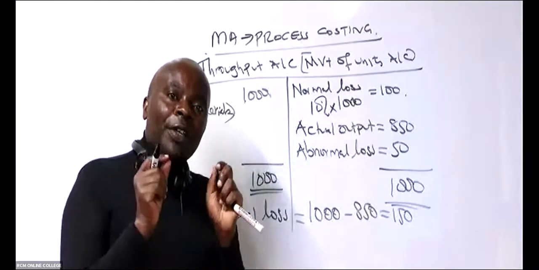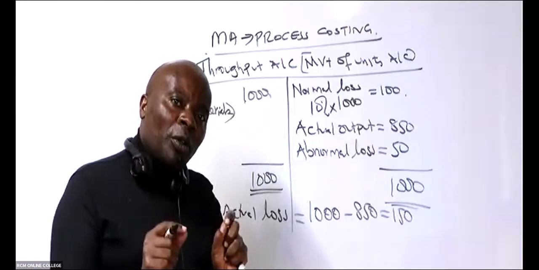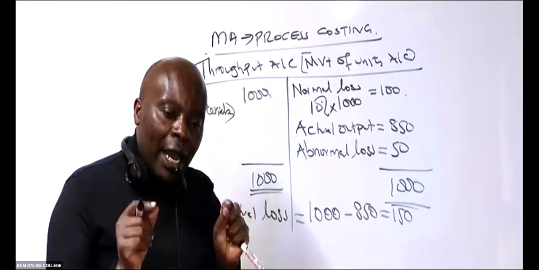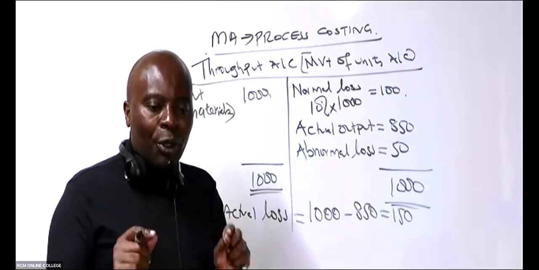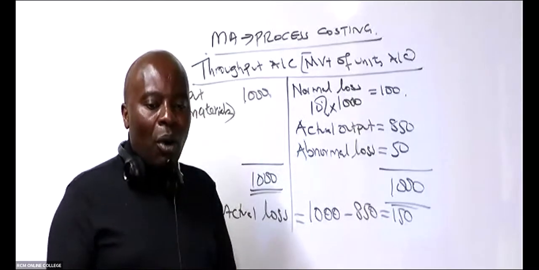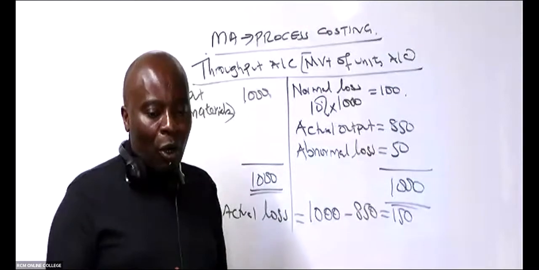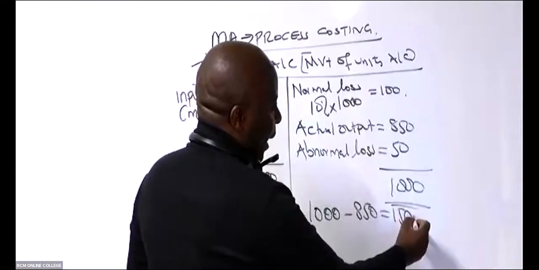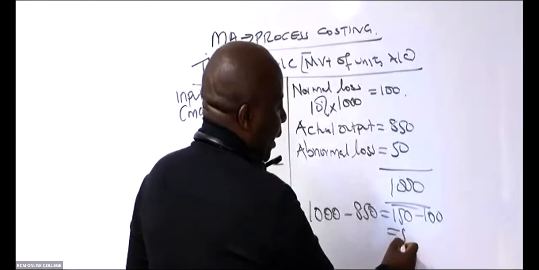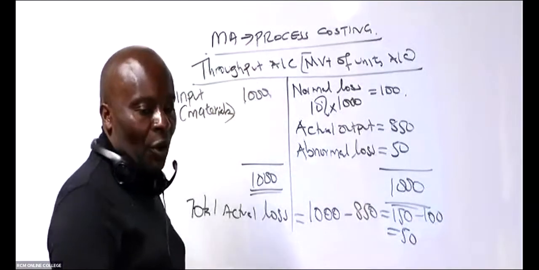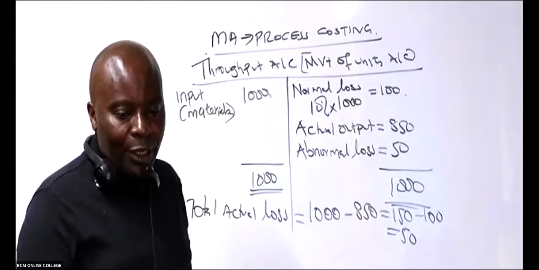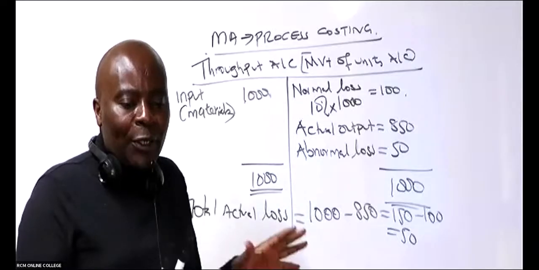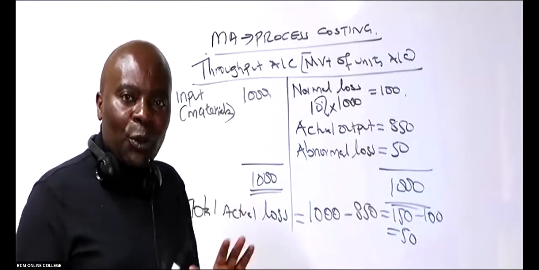We said that whenever the actual loss is more than the normal loss, you're going to get what we call an abnormal loss. In this case the actual loss is 150 and the normal loss is 100. If you subtract 100, we get an abnormal loss of 50, but we don't have to go that way at all.